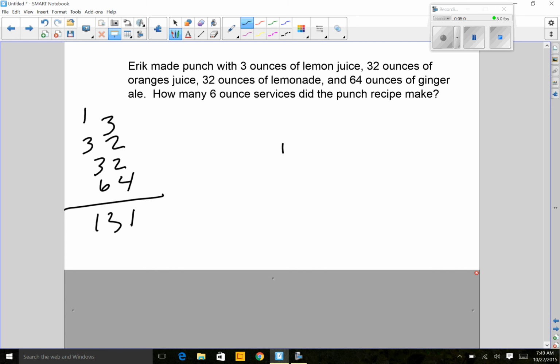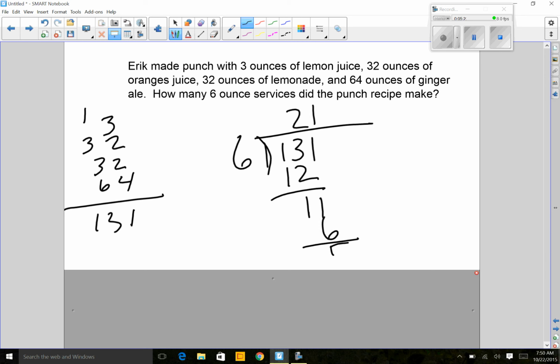So we want to know how many 6-ounce servings he can make. So we're going to do 131 divided by 6. 6 doesn't go into 1, it goes into 13 twice with 1 left over. Okay, bring down the 1. It goes in 1 time, 5. So now again, I have a remainder of 5.